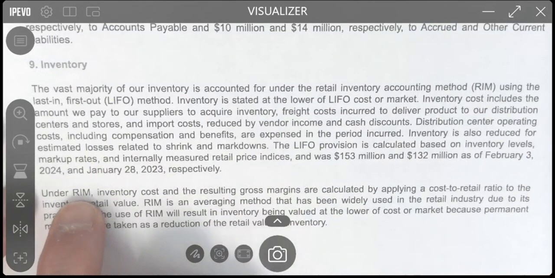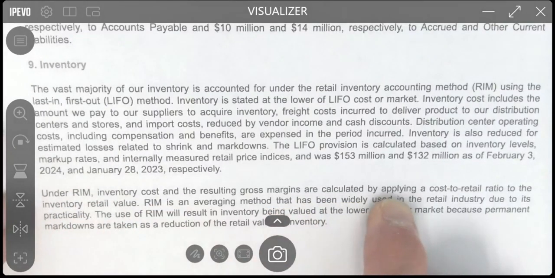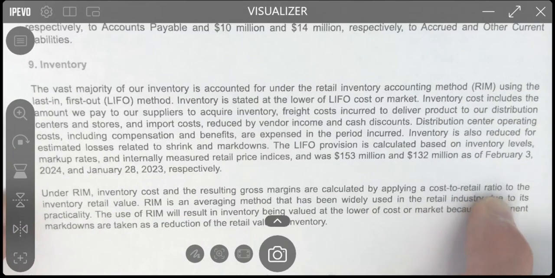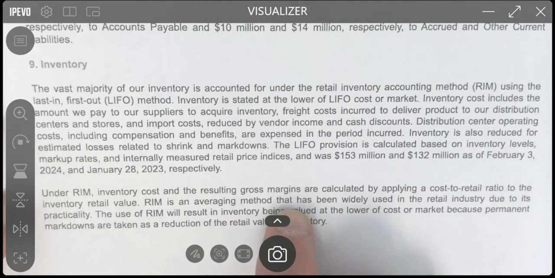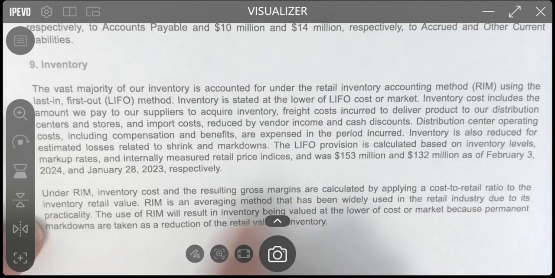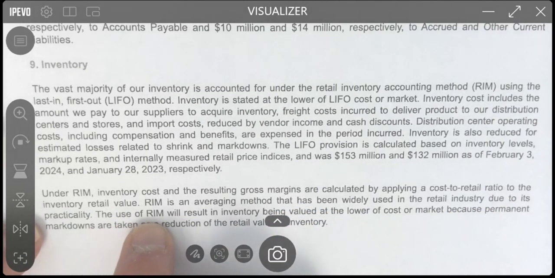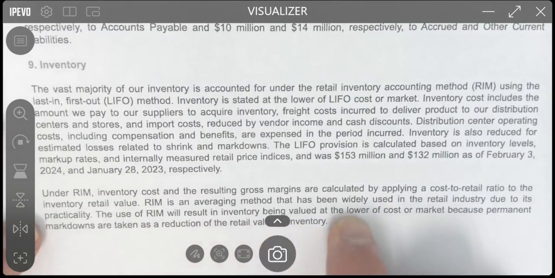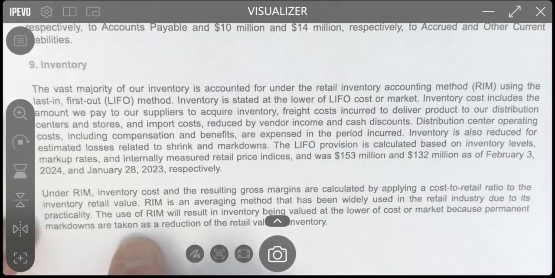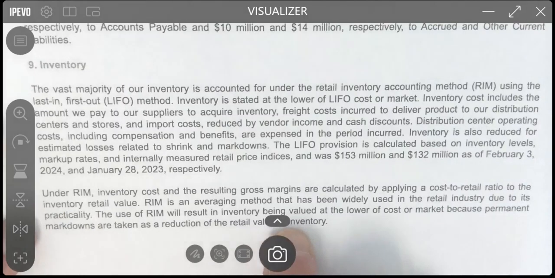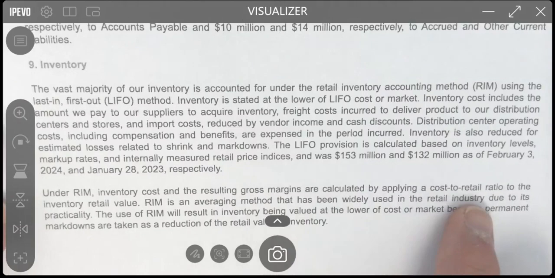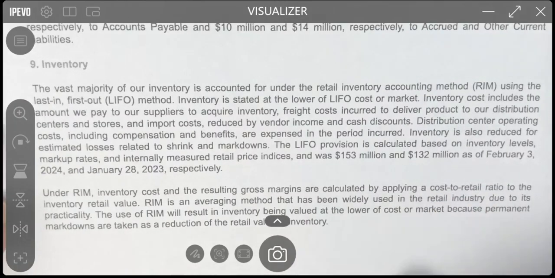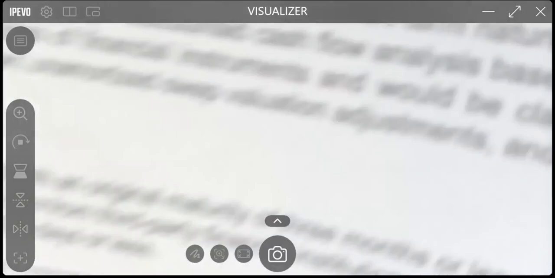Under the retail inventory method, RIM, inventory costs and the resulting gross margins are calculated by applying a cost to retail ratio to the inventory retail value. RIM is an averaging method that has been widely used in the retail industry due to its practicality. The use of the retail inventory method will result in inventory being valued at the lower of cost or market because permanent markdowns are taken as a reduction of the retail value of the inventory. All right, and we will learn the retail inventory method later in this course.